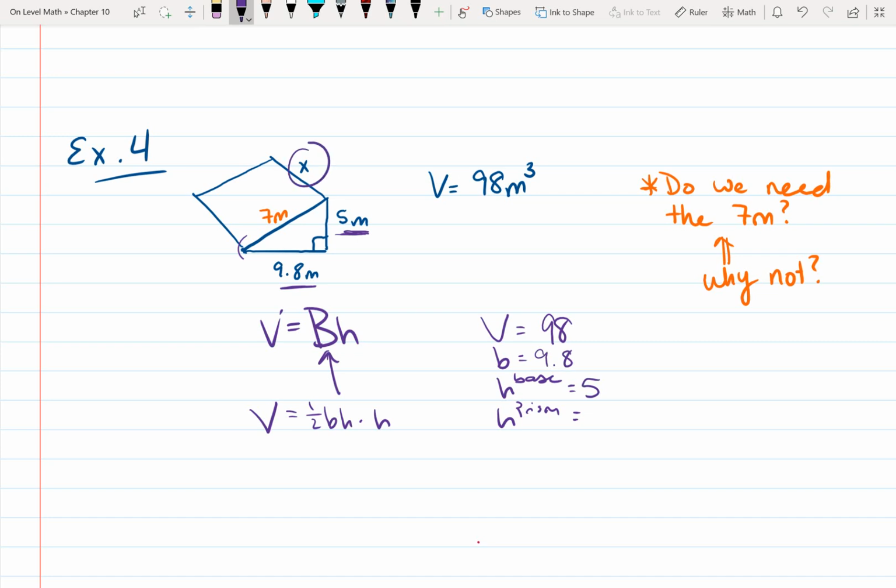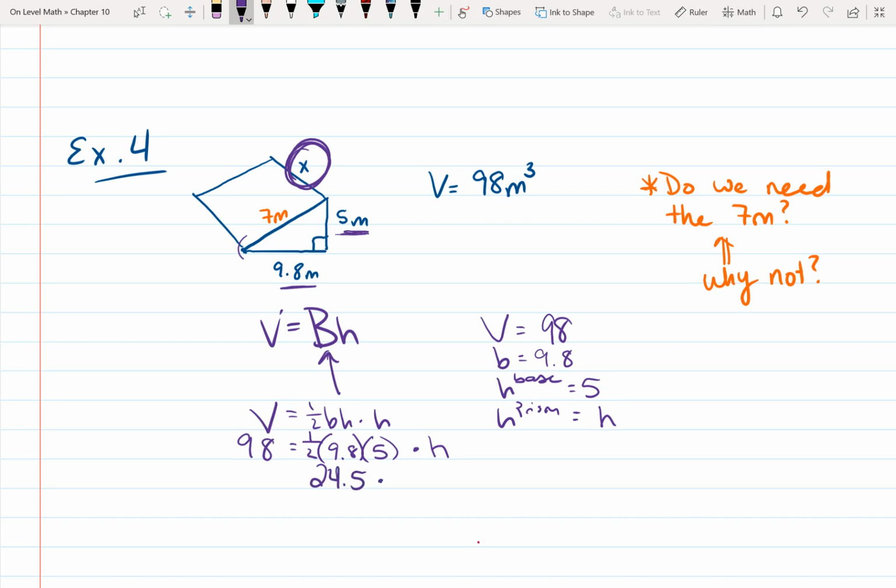Now, we do not know the height of our prism. So I'm going to just use H or X, but since we're looking for H, I'm going to use the same variable. Alright, now I'm going to plug in what I know. 98 equals 1/2 base is 9.8, height is 5. Now we don't know the height of the prism. So here I would use your calculator. 1/2 is the same thing as 0.5. So I'm going to do 0.5 times 9.8 times 5, and I get 24.5.